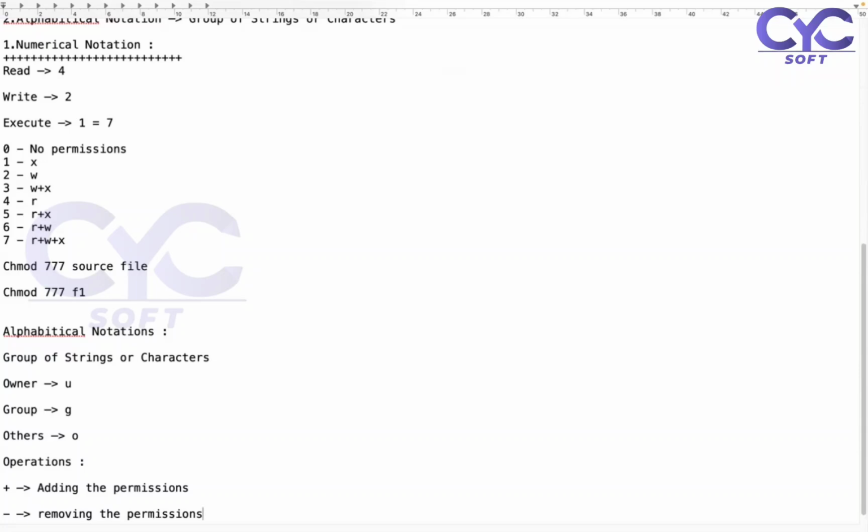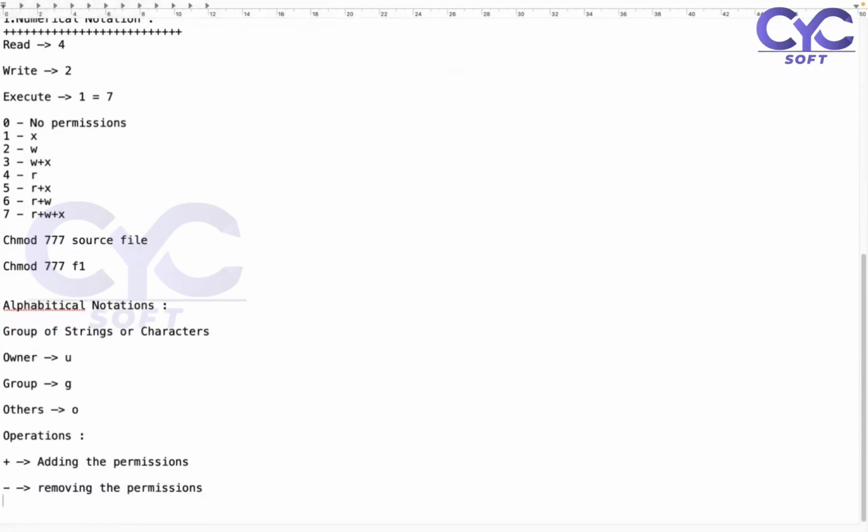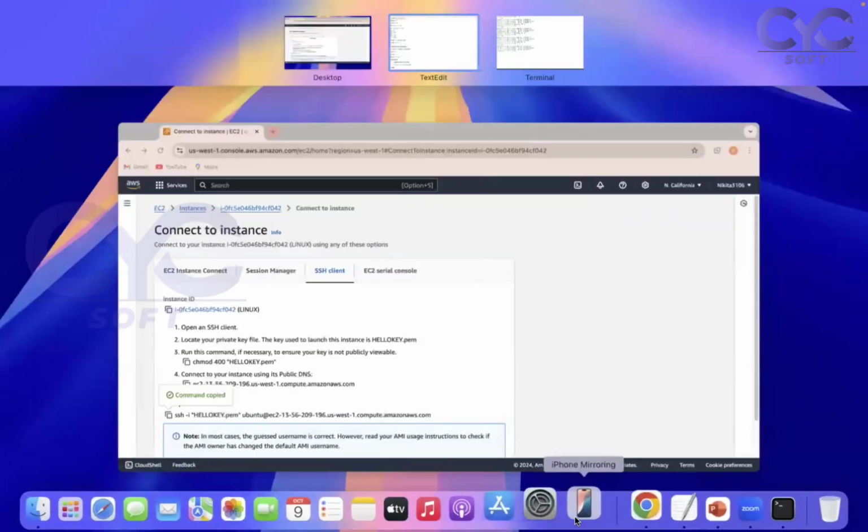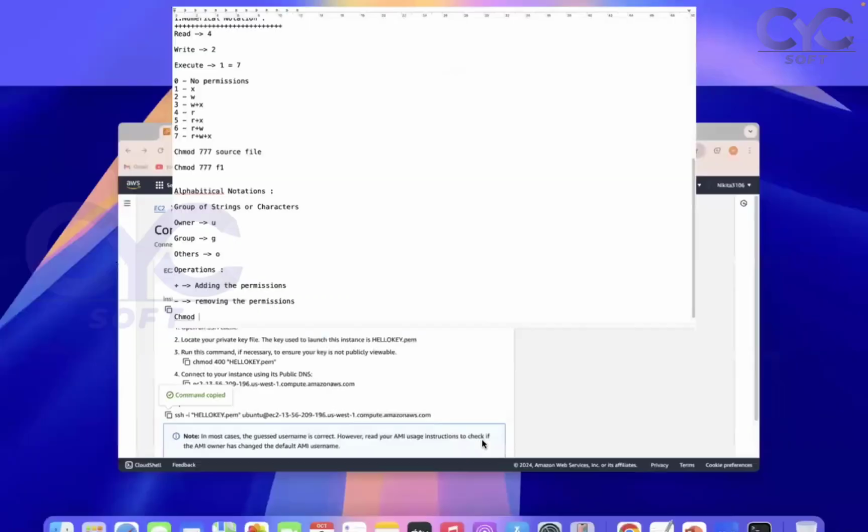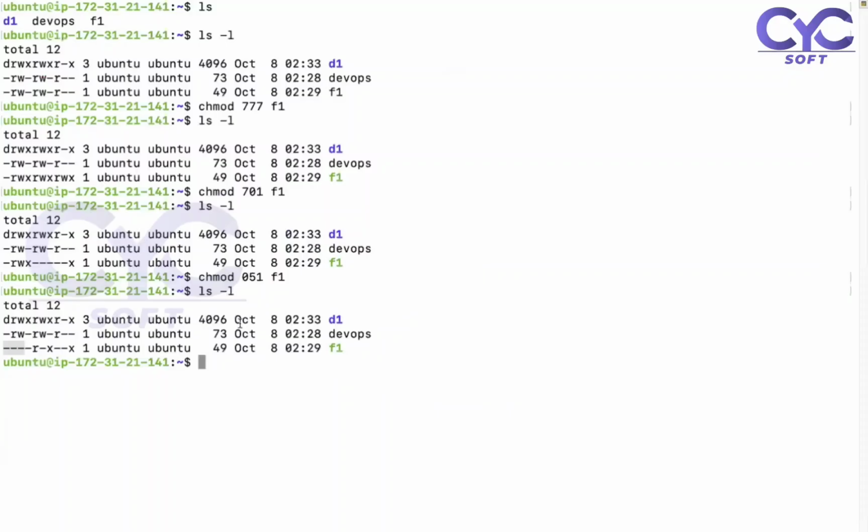Now, how can you write this alphabetical notation? It's very simple. We use chmod. Suppose I want to work with only a single permission, not multiple permissions. Let me go with a small example to understand this concept. Let's go to the terminal. I'll use cat to create F2 with the text hi, hello. Control C to come out.